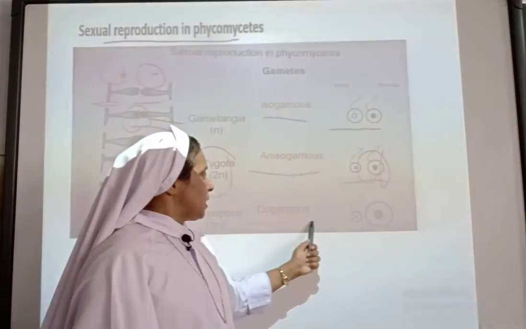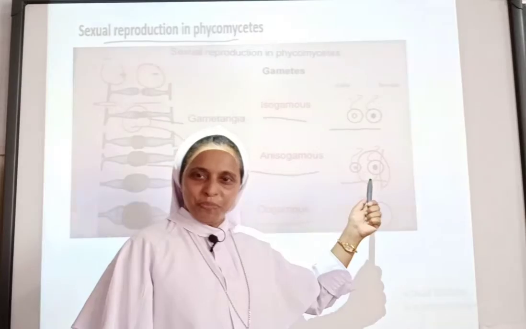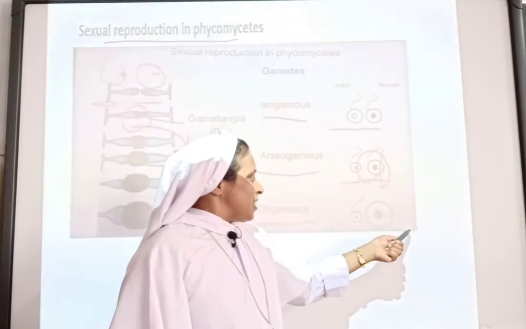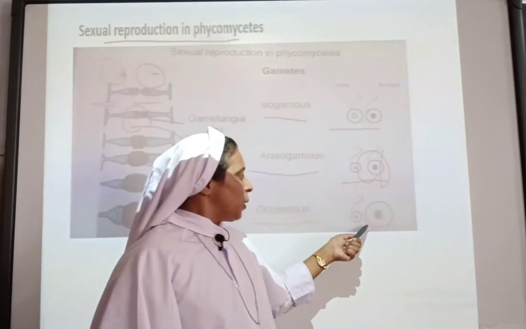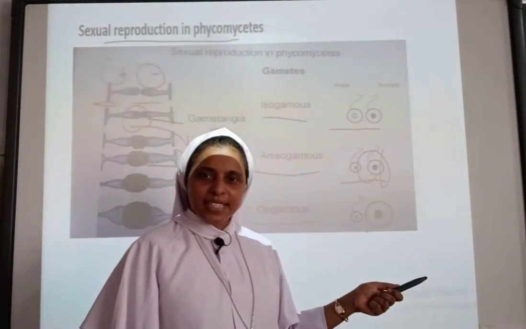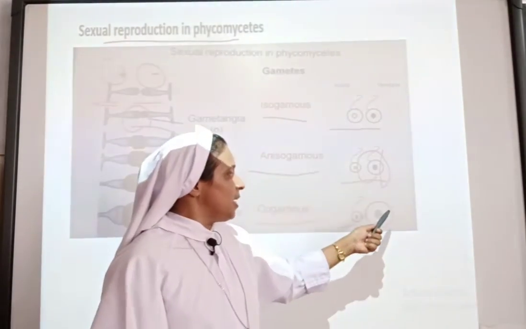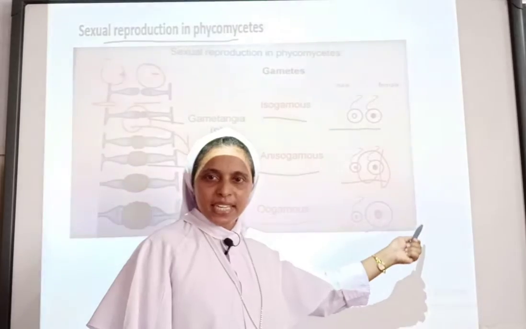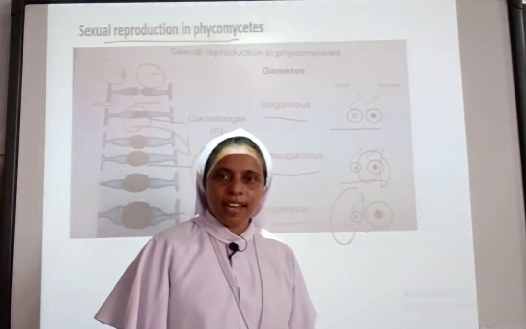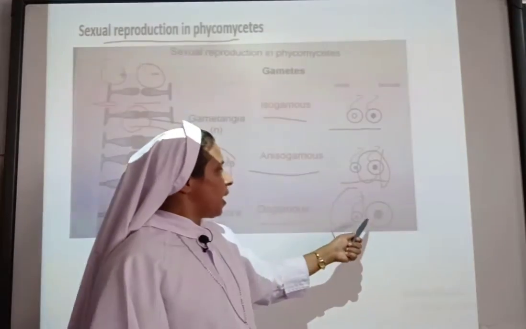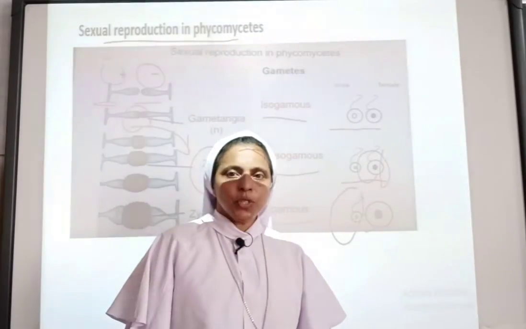And the next condition is termed as oogamous. Oogamous also sounds similar to anisogamous. So the female gamete will be of larger size and the male gamete will be of smaller size. But here we have one more difference. What is the difference? The female gamete is not motile while the male gamete is motile, and they have the flagella at the end. The female gamete doesn't have the flagella. They are not able to move.